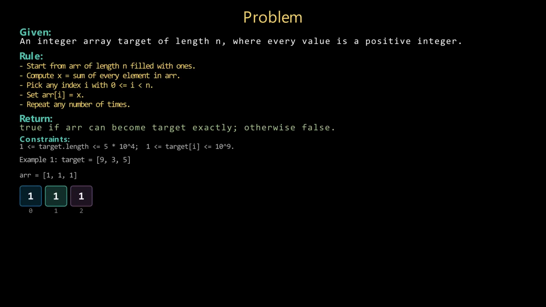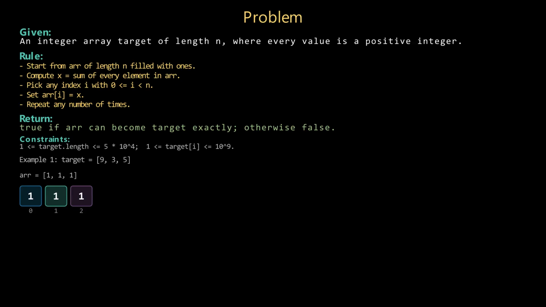Given a target array of positive integers. Start from an array of the same length filled with ones. Each step replaces one element with the sum of the whole array. Return true if you can reach target exactly, otherwise false.